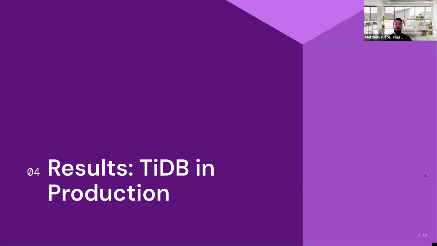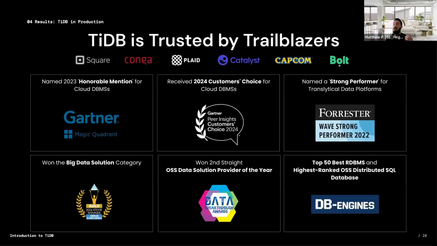Now let's take a look at the results here and look at how TiDB functions in production. TiDB is trusted by trailblazers in a lot of different spaces, particularly in the finance space with Square and Plaid. Plaid processes a huge percentage of the financial transactions on the internet. Conga and Catalyst are both in the SaaS space, Capcom in the gaming space, and Bolt in the rideshare space. They're actually like the Uber of Europe, if you're not familiar with them. And these guys all run on TiDB.